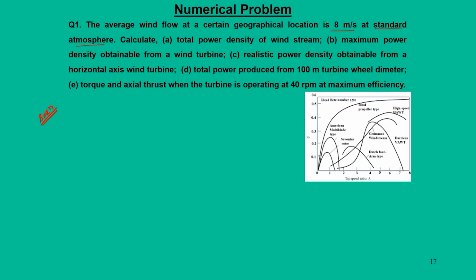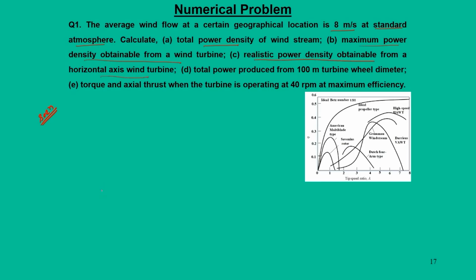So, based on this we need to calculate the total power density which is available in the wind with respect to this 8 meter per second. Then we need to find out the maximum power density which can be obtainable from a wind turbine, that is through Betz limit. Third is what is the realistic density obtainable from horizontal axis wind turbines.